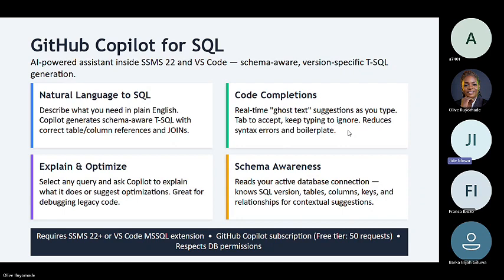Then schema awareness. It reads your active database connections. It knows the SQL version that you're running, and sees the tables, columns, keys and relationships for contextual suggestions. Meaning that it is aware of the schema of your tables.